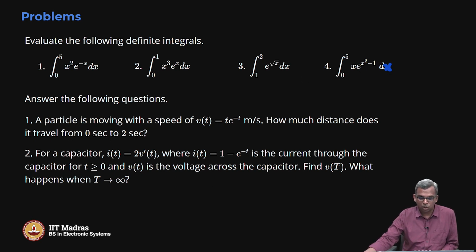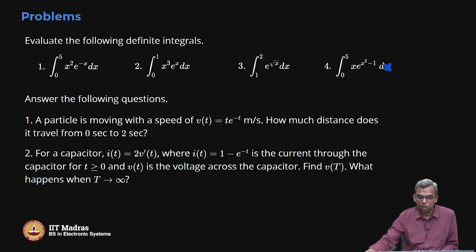The next two are word problems, but they essentially involve some integration and you will see how it works. A particle is moving with a speed of v of t equals t e power minus t meters per second. This is just a description of the function which is the speed. How much distance does it travel from 0 seconds to 1 second?